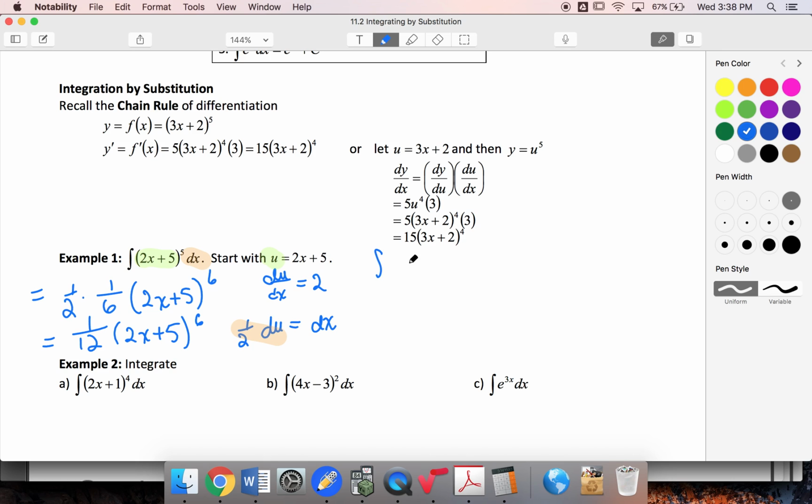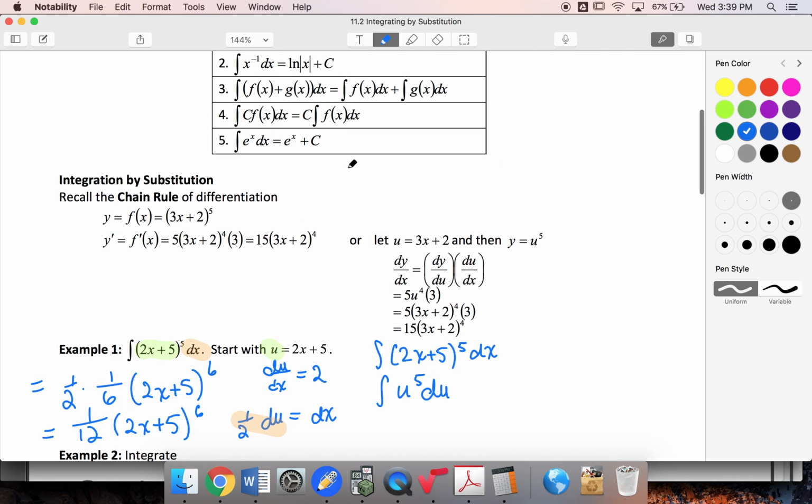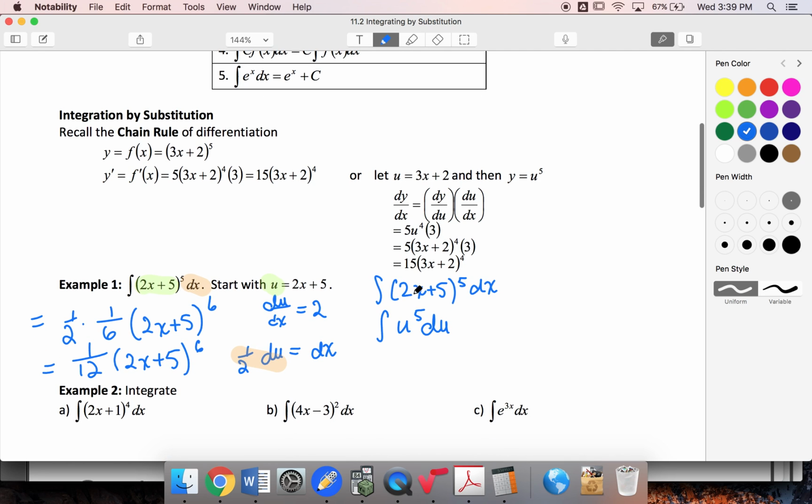So my integral of (2x plus 5) to the 5th dx becomes the integral of u to the 5th times a half du. Well, my rule from before said if I have a constant, I can just take it out front. So I'm going to put that out front. So I have a half times the integral of this, which is a nice, easy power rule that I know: 1/6 u to the 6th. Well, that's going to become 1/12 (2x plus 5) to the 6th. And don't forget your constant at the end.